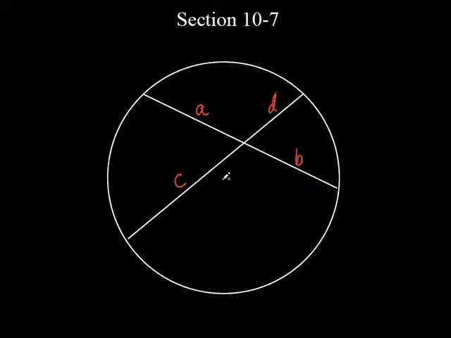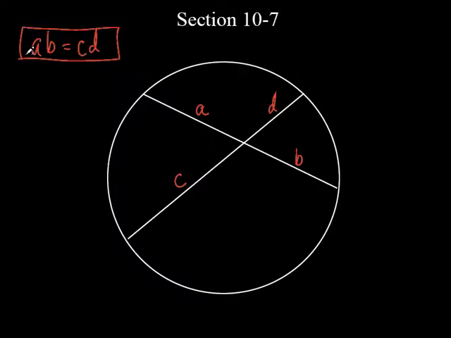Well, here's what's true about the relationship between these chords. Remember, these are chords in a circle. They don't have to intersect at the center or anything like that. They could, but they don't have to. Here it goes. It's really easy. If I took A times B, that's going to equal, what do you think? What do you hope it is anyway? C times D. Exactly, and that's exactly what it is. So if I multiply A times B, that's going to equal C times D. There it is, right there.